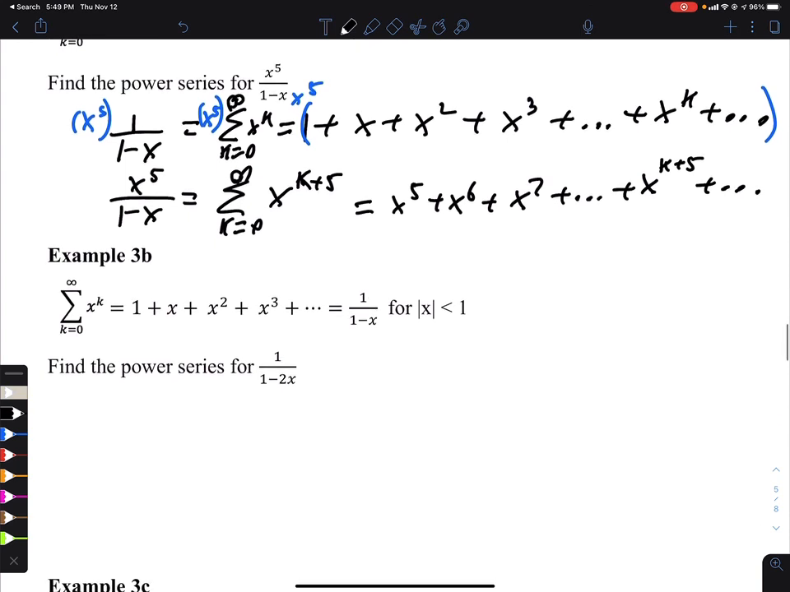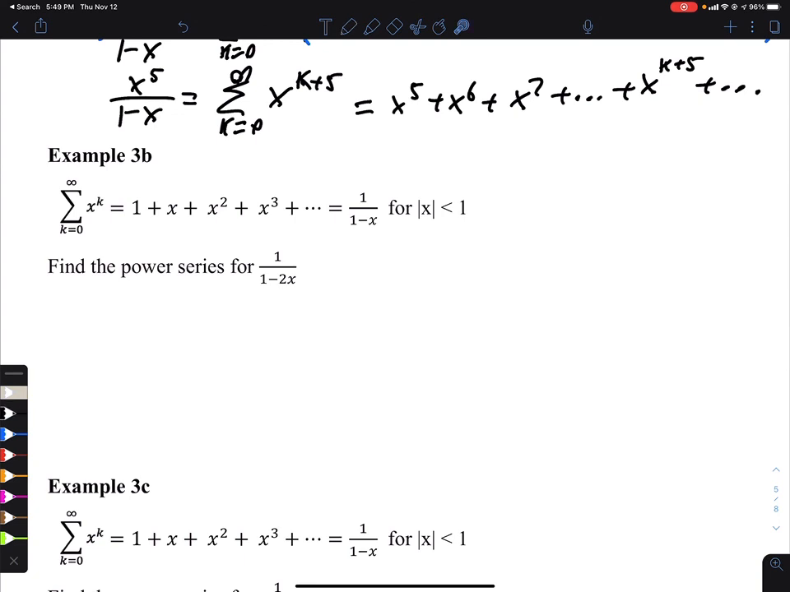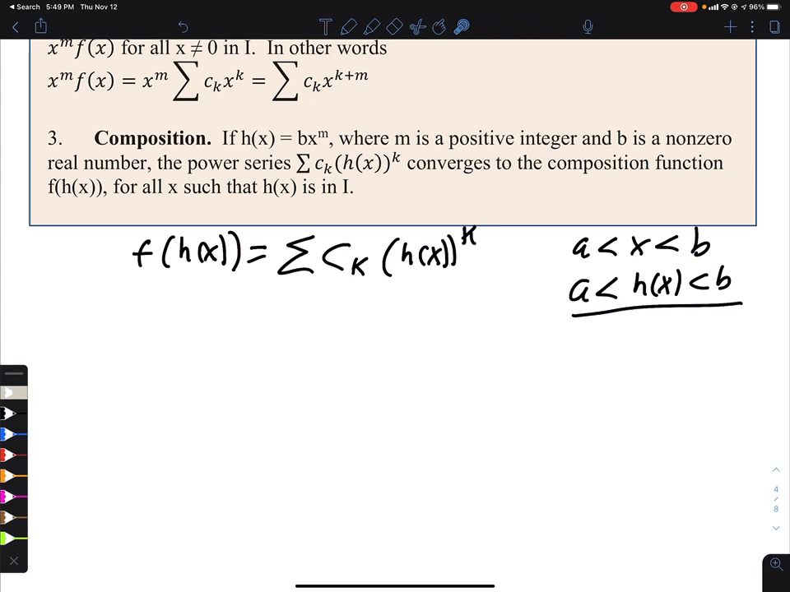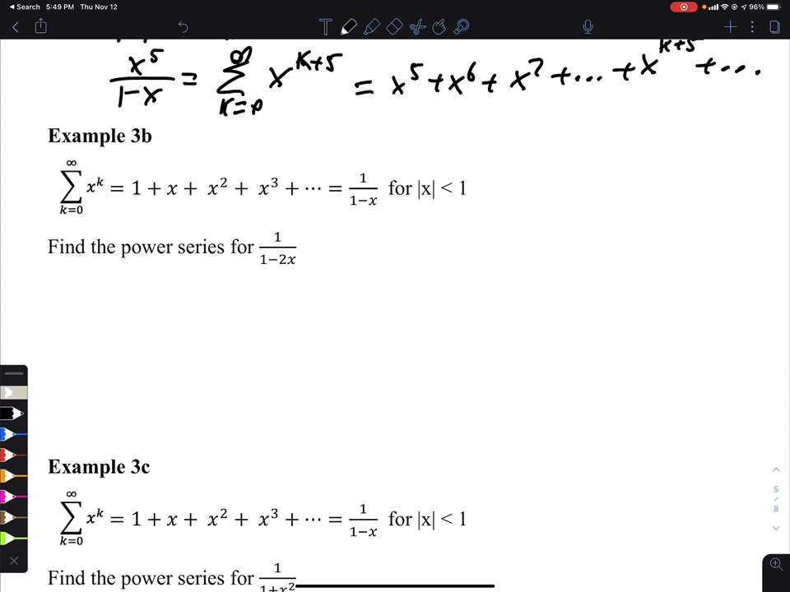Let's look at the second one here. We know this, and you want this. What's different? You'll notice the x changed to a 2x. How do you do that? What happened is this x has been replaced with the 2x. That's going to be composition. You replace the original x with the new function h of x, where h of x is a constant times x to a power. So what's the h of x here? h of x is 2x, and we replace this for x, and we've done it. Okay, if that makes sense.